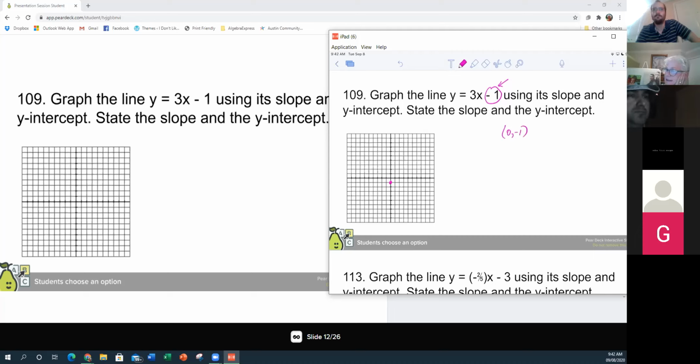And then from there, what would you do? I would just graph it. So put a dot on the -1 on the y-axis, and then go up 3 and over 1, because it's rise over run. Right. And then just do the opposite on the bottom. Sorry if I cut you off. My bad.